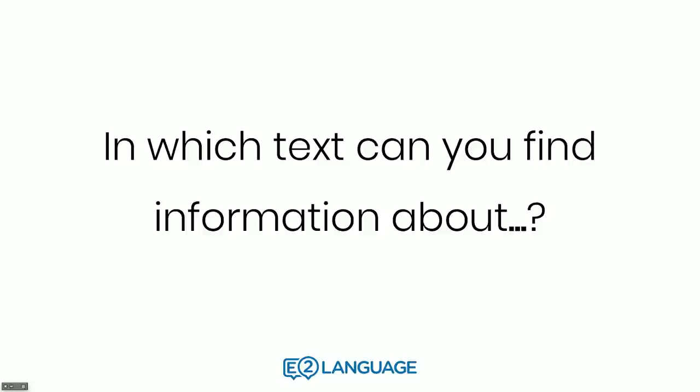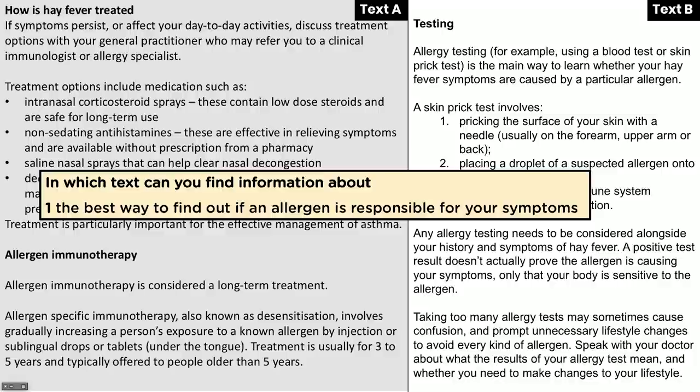Matching. So, in which text, A or B, can you find information about... So we're just looking across these two texts. So in which text can you find information about the best way to find out if an allergen is responsible for your symptoms?